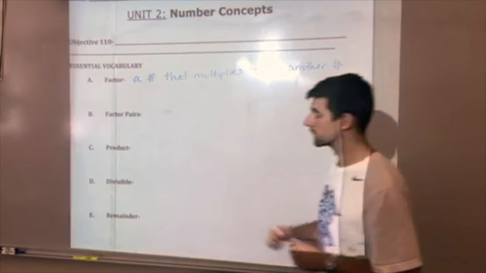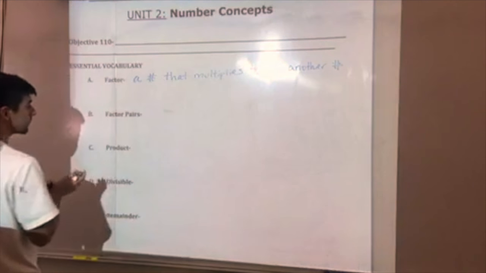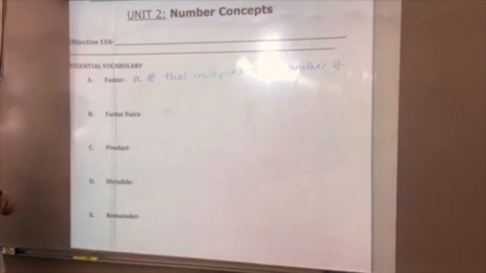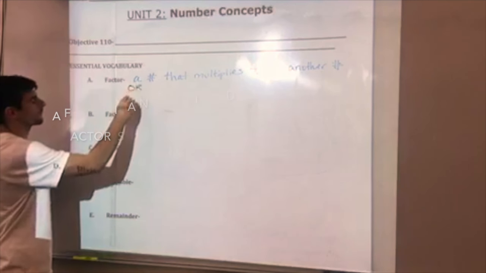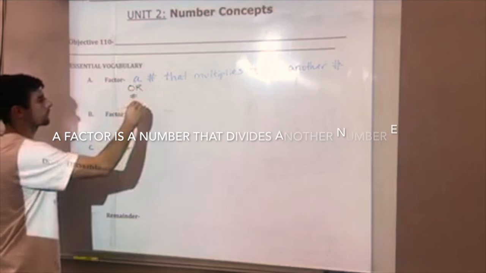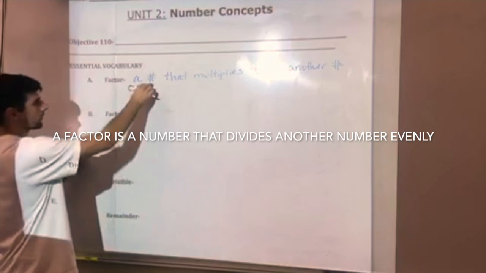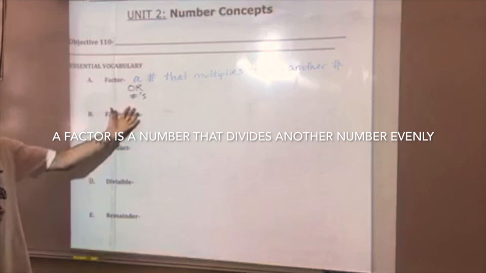I also like to think about multiplication and division as very similar operations. So I like to think of factors as numbers that also divide a number evenly. Again, this hashtag symbol, this is us being lazy and writing numbers.